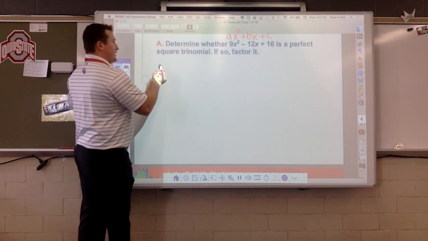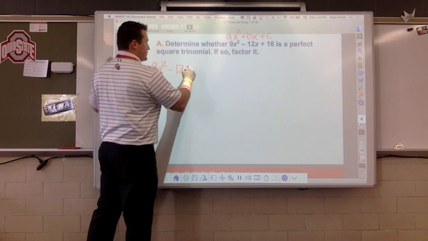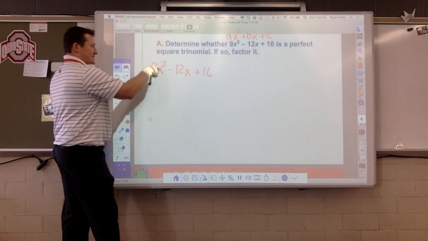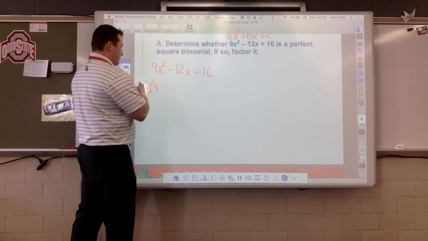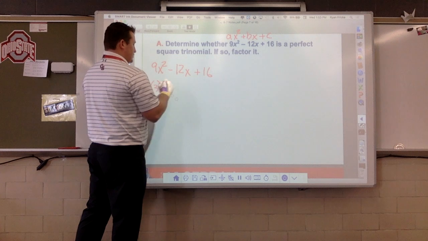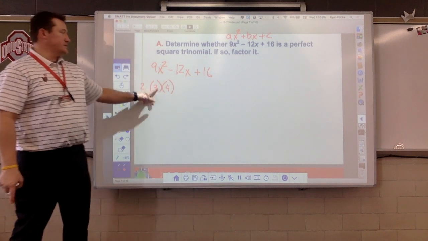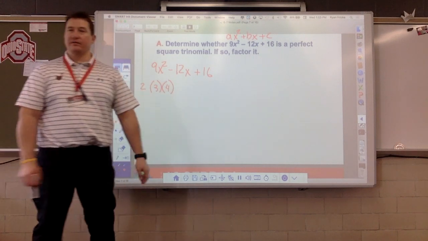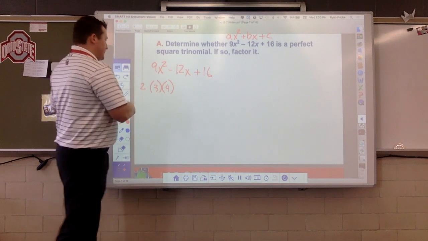All right, so here we go. 9x squared minus 12x plus 16. Guys, what is this? Take the square root of this. That would be 3. Remember, 2 times the square root of this times the square root of this. Ooh. 2 times 3 times 4 is 24, not 12. So is this one a perfect square trinomial? No, absolutely not.